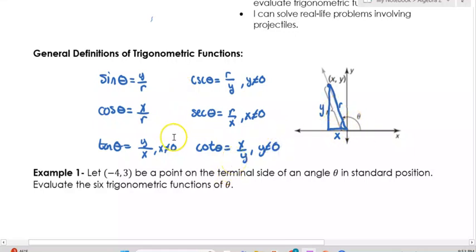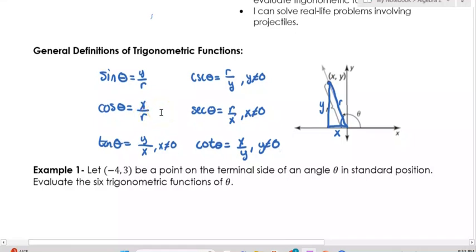They don't have to say r cannot be equal to 0 on these two, because wherever your point is, it's not going to be at 0, 0, or the angle wouldn't exist. Any point that's not at 0, 0 is going to cause us to have a radius that's a number, not 0. So that's why on sine and cosine, they don't write r cannot be equal to 0.